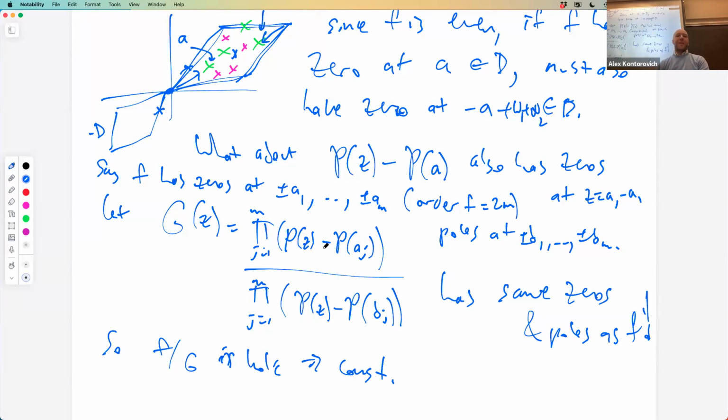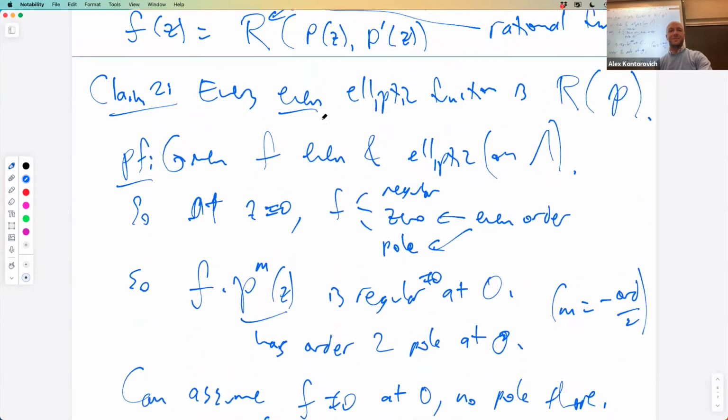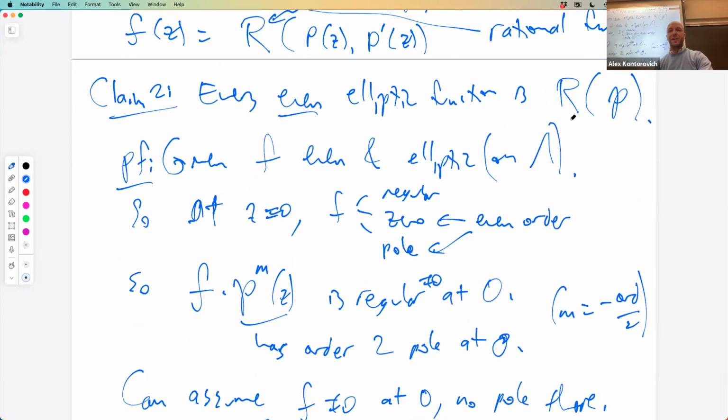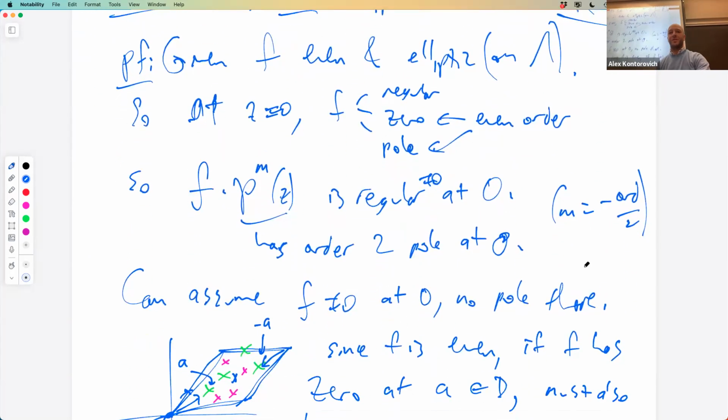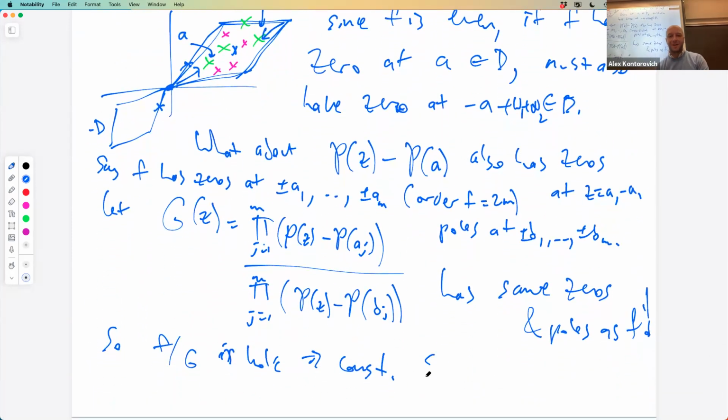And we've just written F as a polynomial in P. So F is a rational function in P. Every even elliptic function is a rational function of P. That's what we just proved. Does that make sense? So F is equal to some rational function of P. You just take out where the zeros and the poles are.